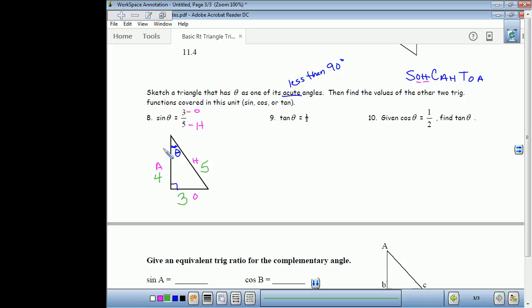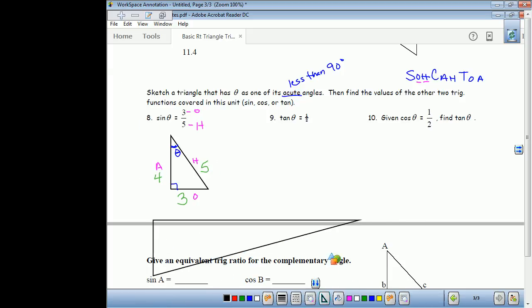How'd you figure out the 4? It's one of those Pythagorean triples. So if you notice that, the 3, 4, 5, you can just write the 4. If you don't notice that, what we do is Pythagorean theorem. Yeah, okay. Thank you.